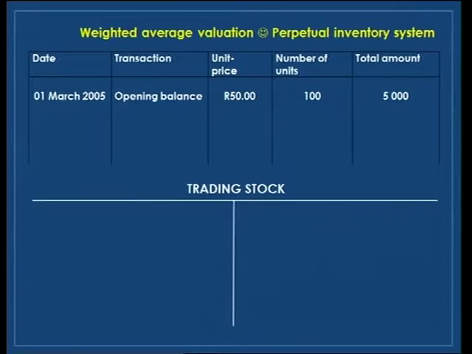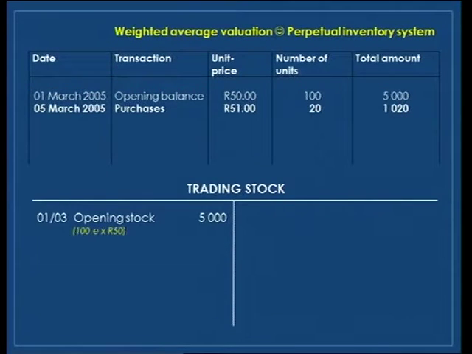So we will start with an opening balance of 5,000 rands. That consists of 100 units. Okay, so that's our opening stock. Then we had purchases. 20 units was purchased for 1020. So that will obviously be written on the debit side as well. So it's the opening balance plus the purchases on the debit side as it increases the trading stock, which is an asset.